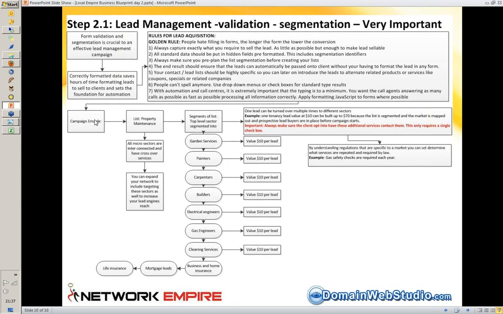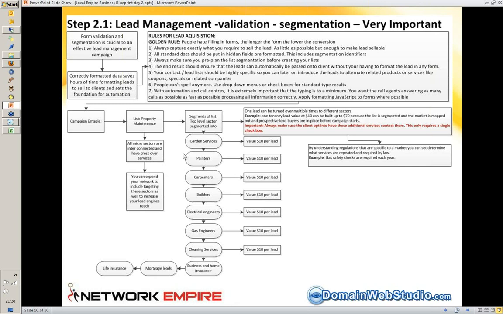So a campaign example would be, the list would be property maintenance. Then what we'll do is we'll segment the list into the top level sectors, i.e. garden services, painters, carpenters, builders, electricians, gas engineers, cleaning services, business, home and income, mortgage leads, life insurance leads. Now, all the microsectors are interconnected and have a crossover service. You can expect to have your network include targeting these sectors as well as increase the lead reach.